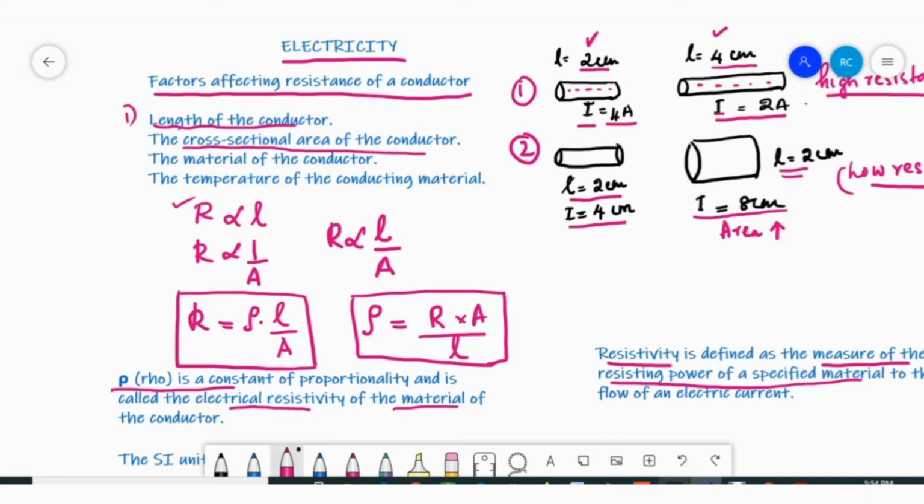And if the area of cross section is increasing, resistance will be low. It will have an inverse relation. One is increasing, the other one is decreasing. And the third factor is material. Resistance and resistivity both will depend on the nature of the material and also the temperature of the conducting substance.